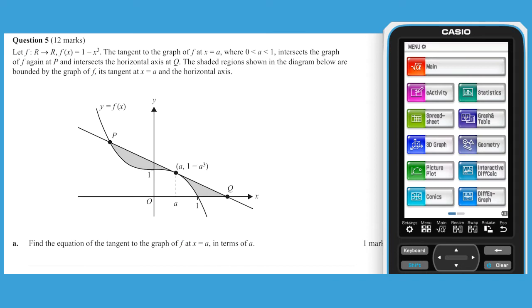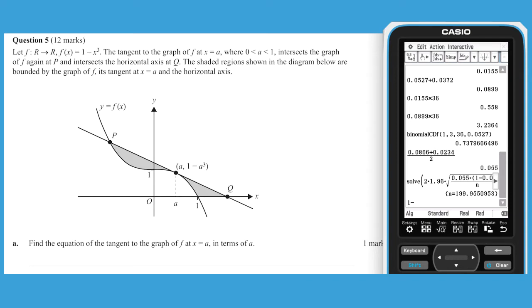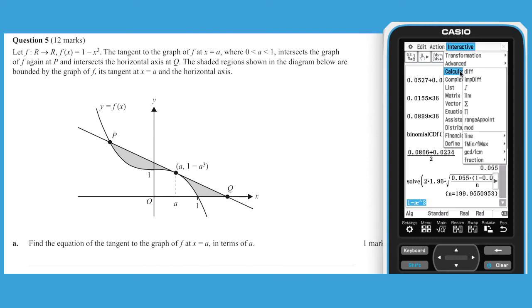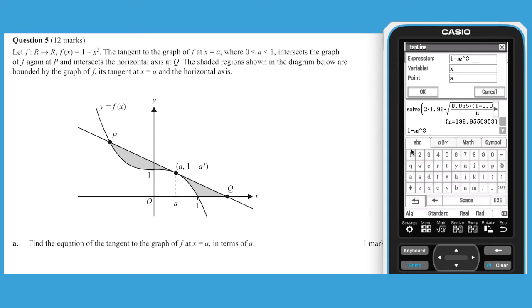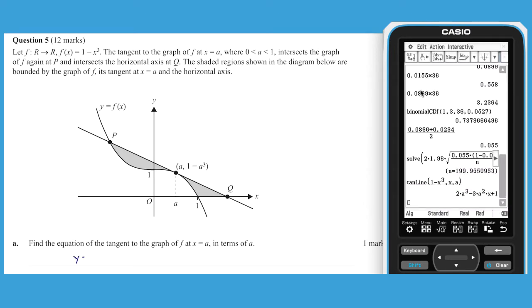Question 5, Part A. The tangent to the graph of f at the point where x equals a can be found using the ClassPad's tan line command. I'm going to write my result in y equals mx plus c form.